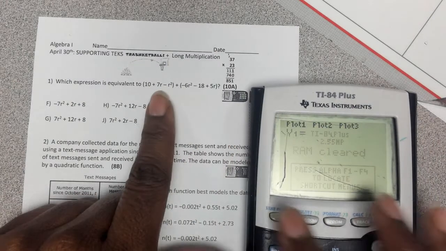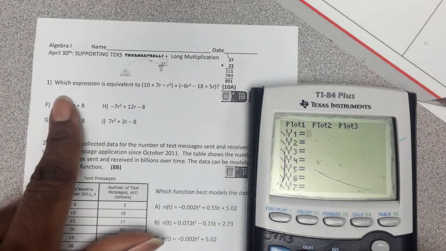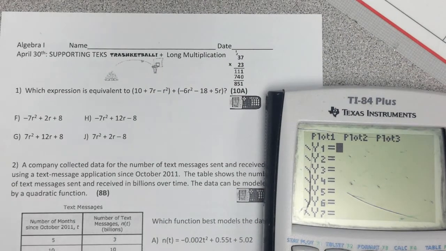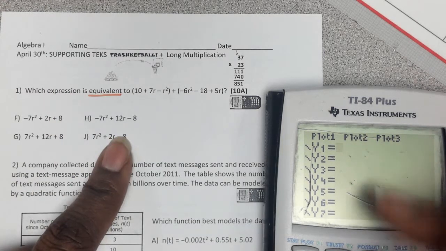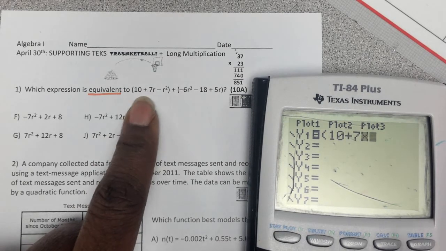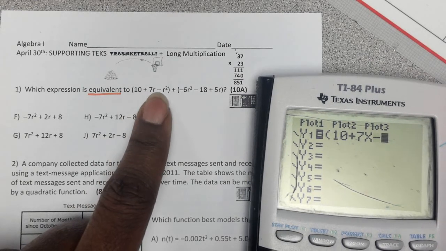You could definitely put all of this, let me read it. Which expression is equivalent? Key word is, usually when you see equivalent, 90% of the time you can use the Y1, Y2 trick, okay? So yes, you can put all of this in the Y1. Don't use an R, you got to use the X. This is a subtraction sign, X squared.